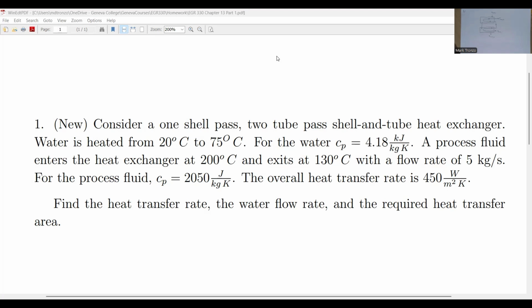For the process fluid, the specific heat at constant pressure is 2050 joules per kilogram K. The overall heat transfer coefficient is 450 watts per meter squared Kelvin. Find the heat transfer rate, the water flow rate, and the required heat transfer area.